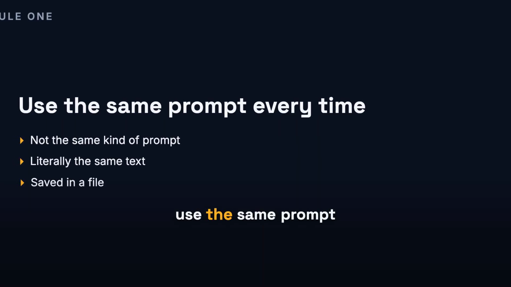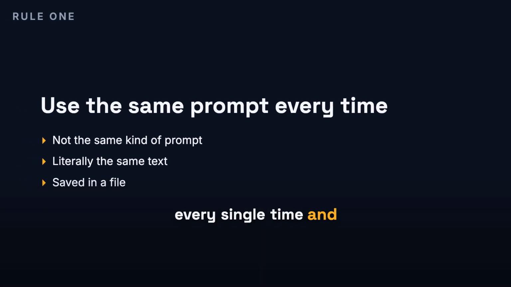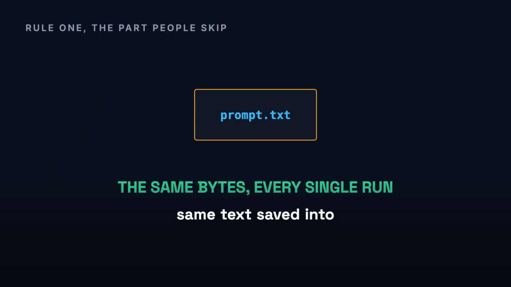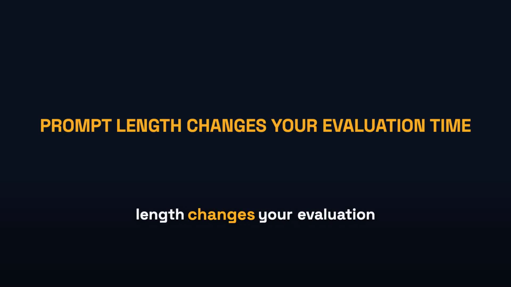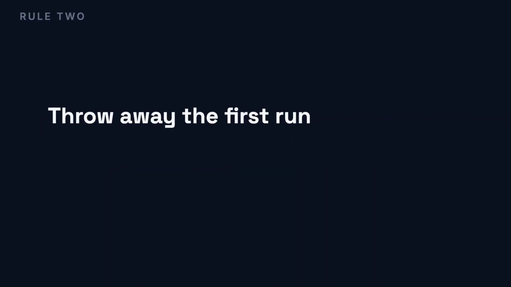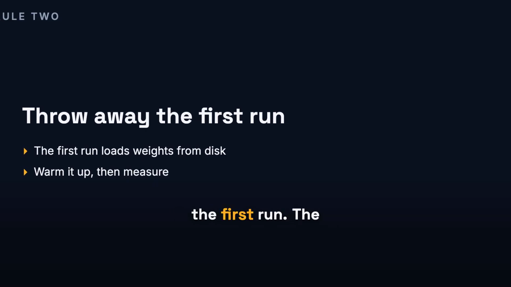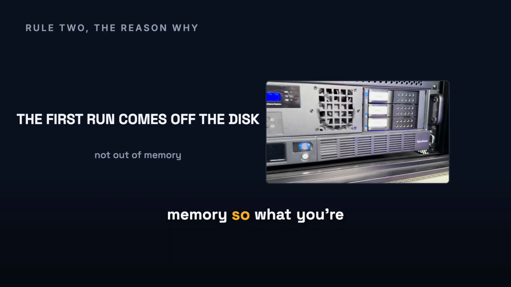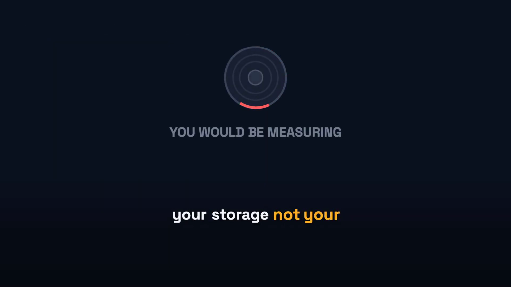Rule 1, use the same prompt every single time. And I don't mean the same kind of prompt, I mean literally the same text saved into a file. Because prompt length changes your evaluation time. So if you're comparing two models using two different prompts, you're comparing nothing. Rule 2, throw away the first run. The first time a model runs, it's loading weights off disk into memory, so what you're really measuring there is your storage, not your model.